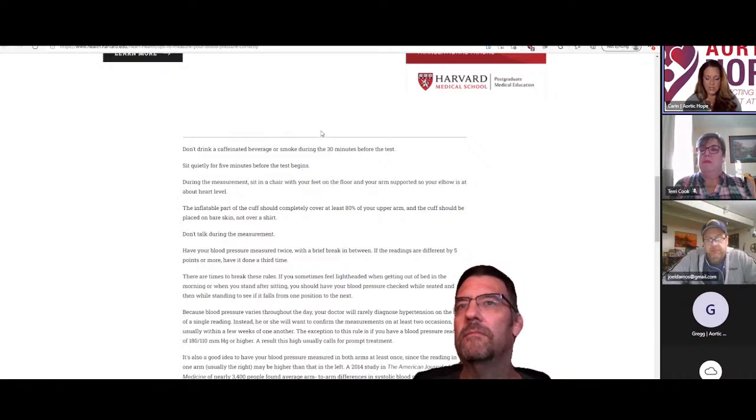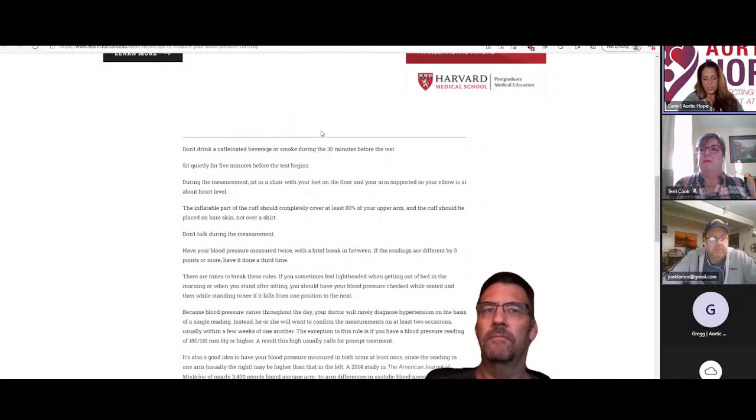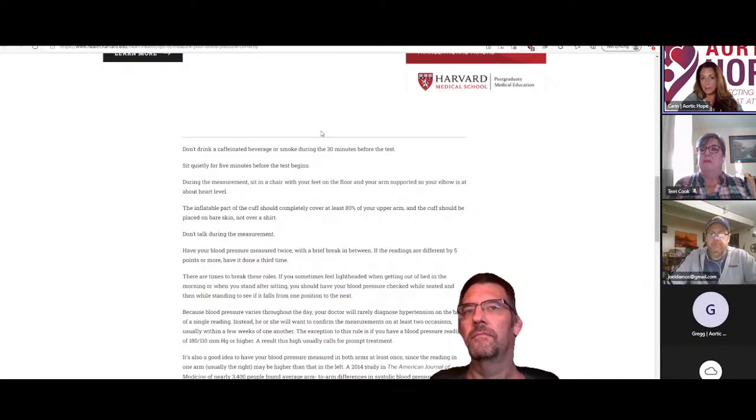And when you're taking the test, you want to sit upright in a chair, feet on the floor, and the arm that you're using have the elbow be supported. Some doctors may want you to take a test in 3 different positions. That's to determine if you are at risk for any type of changes that occur with your positional changes. The inflatable part of the cuff should completely cover at least 80% of your upper arm, and the cuff should be placed on bare skin. It should not be placed on a shirt.